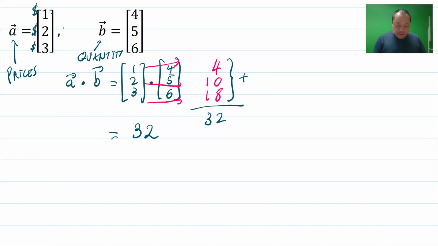Well, $1 per pencil times 4 pencils, $2 per pen times 5 pens, $3 per stack of paper times 6 stacks of paper. So these are how much you pay for each of those items, and how much you pay total, all of them added together, $32. Price vector dot with quantity vector equals total value. That's a very natural interpretation of this dot product. Obviously, it has many other applications as well.